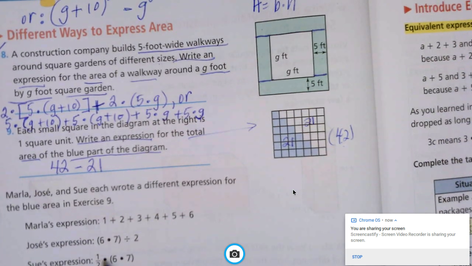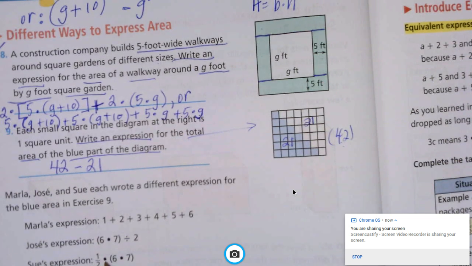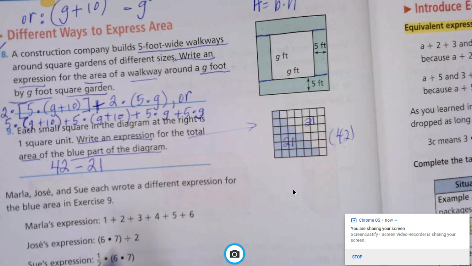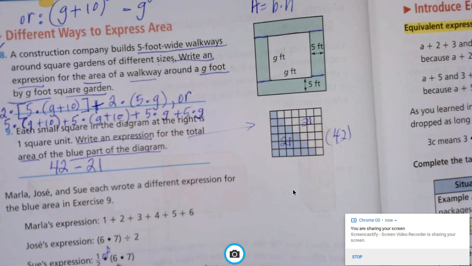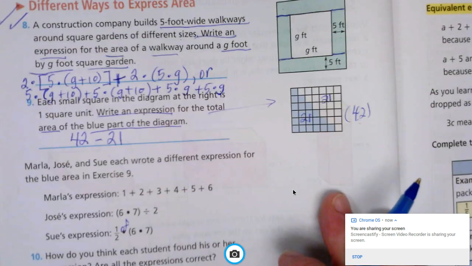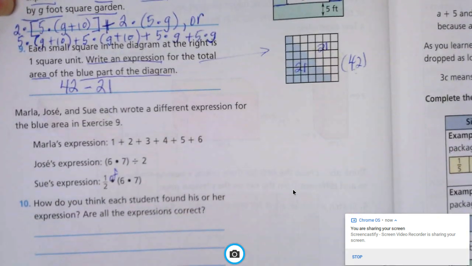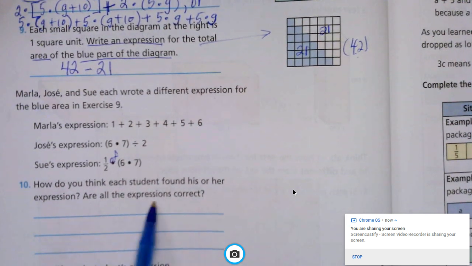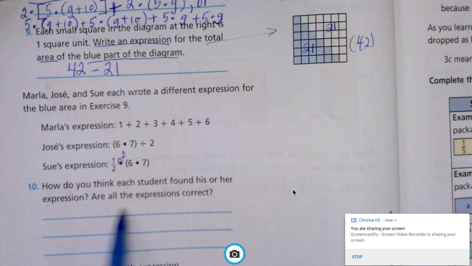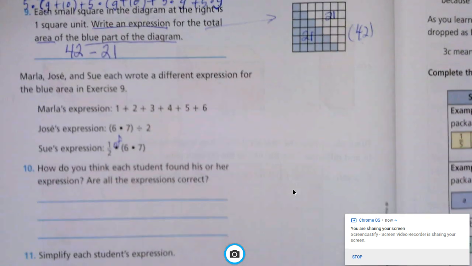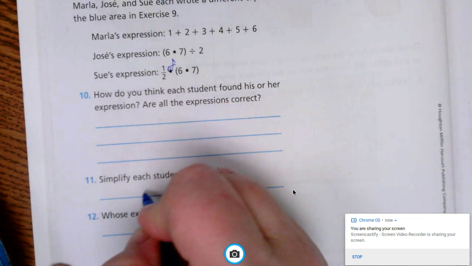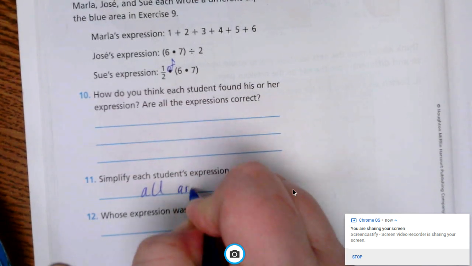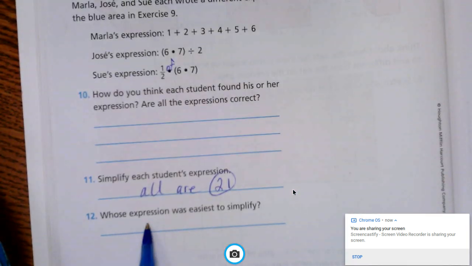Sue's expression is similar. She wants to take half of the 42. So how to write that could be 1/2 times. Remember in fractions, when you multiply, it's like saying of. Half of, or multiplied times 6 times 7. So those are 3 interesting ways to think of that one. Number 10, how do you think each student found his or her expression? Are they all correct? Well, yes, they are, and I just went through that. Number 11, simplify each student's expression. They're all going to be equal to 21. Number 12, whose expression was easiest to simplify? Well, that's a matter of opinion.